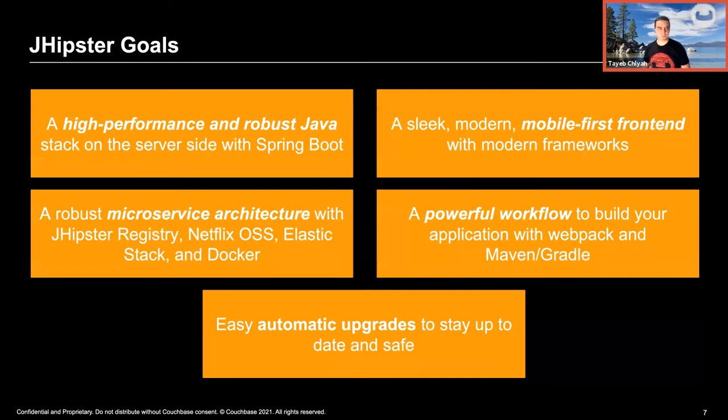JHipster goals. A high-performance and robust Java stack on the server side with Spring Boot, a sleek, modern, mobile-first front-end with modern frameworks, robust microservice architecture with JHipster registry, Netflix OSS, Elastic Stack, and Docker. JHipster makes it easier as everything is working out of the box for you.